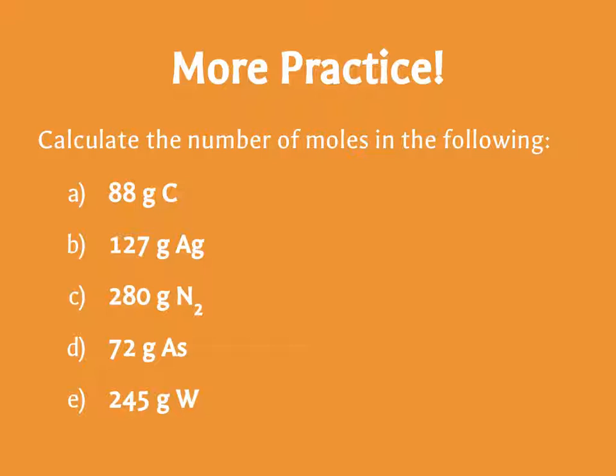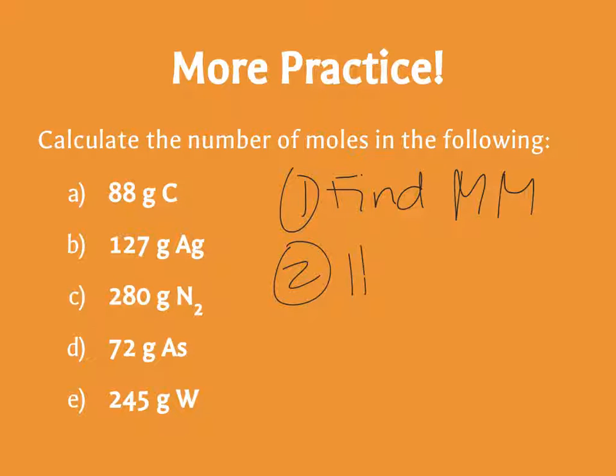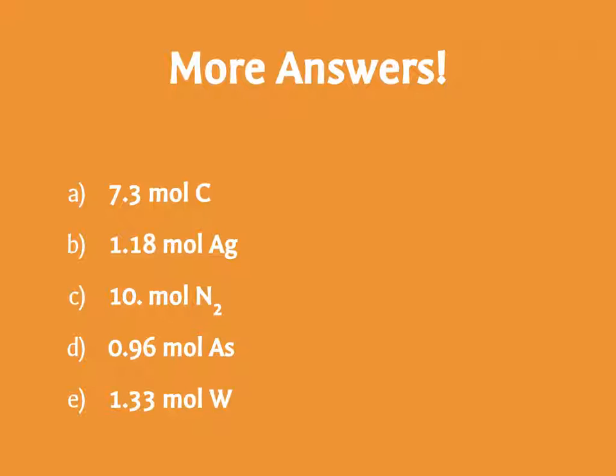Here are some more practice problems. So this says calculate the number of moles in the following. So your steps. Number 1, find the molar mass. And step number 2, take the number given and divide by the molar mass. So for example, in letter A, we would take 88 grams of carbon divided by 12.01 grams of carbon, because that's the number I got from the periodic table. And that would give me an answer of 7.3 moles of carbon rounded to sig figs.